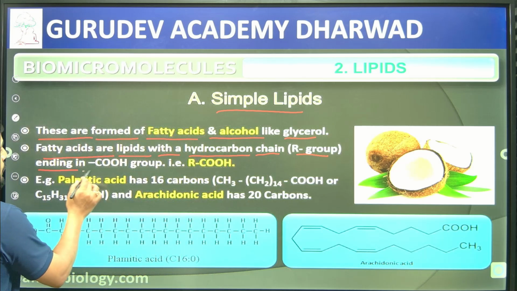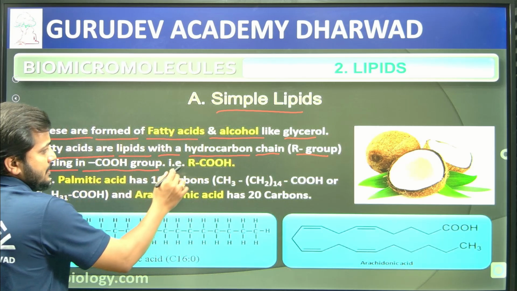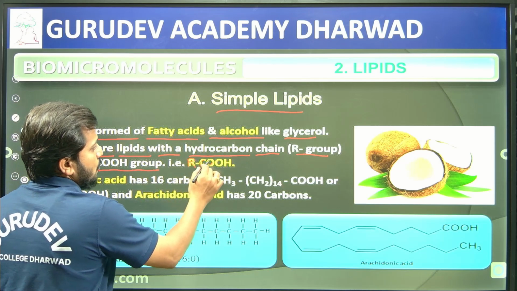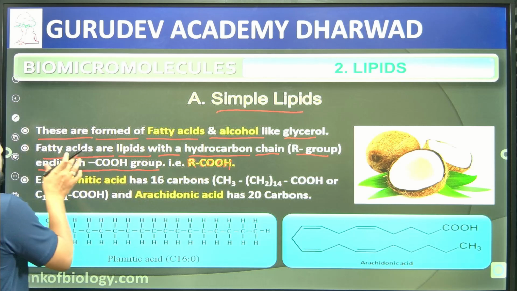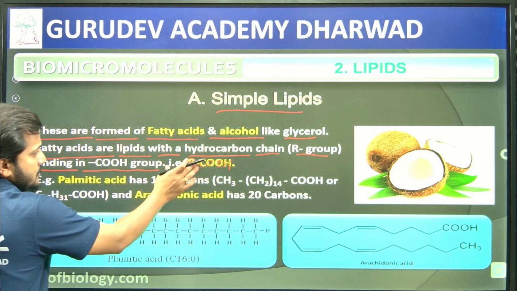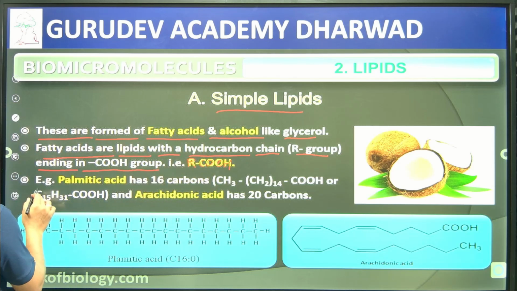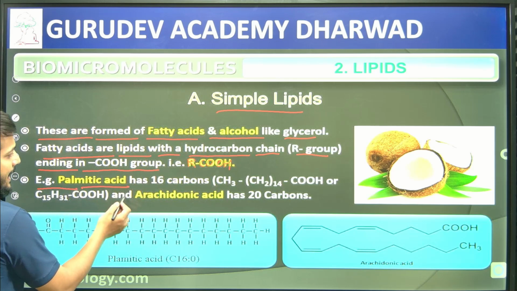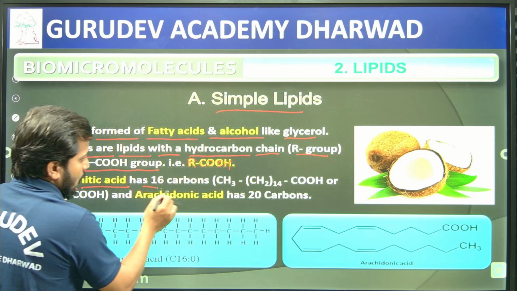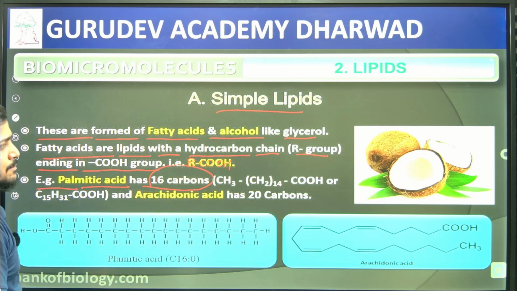Again, ending with respect to the carboxylic group, that is RCOOH, right? So the fatty acid of a lipid consists of RCOOH. The example they have mentioned is palmitic acid. So how many carbons does palmitic acid have? It is a 16 carbon compound.